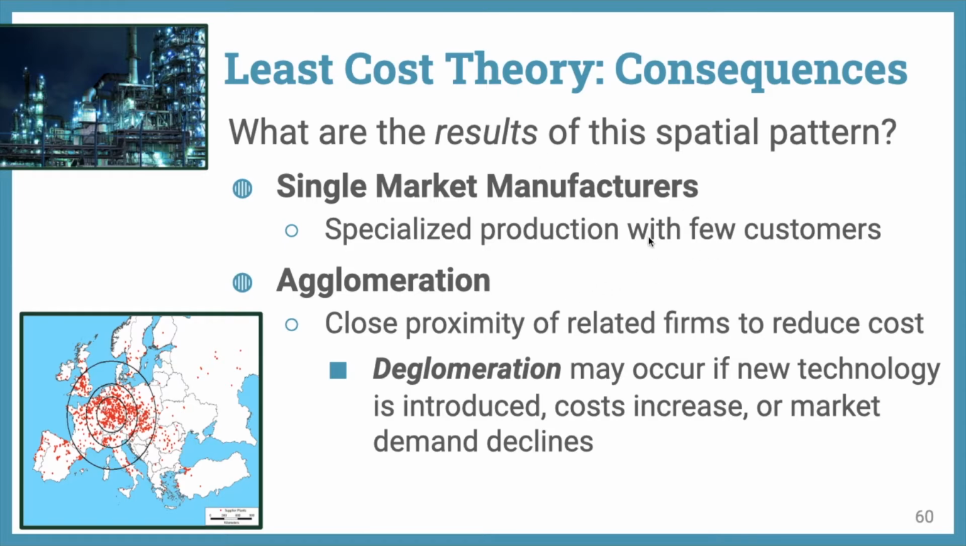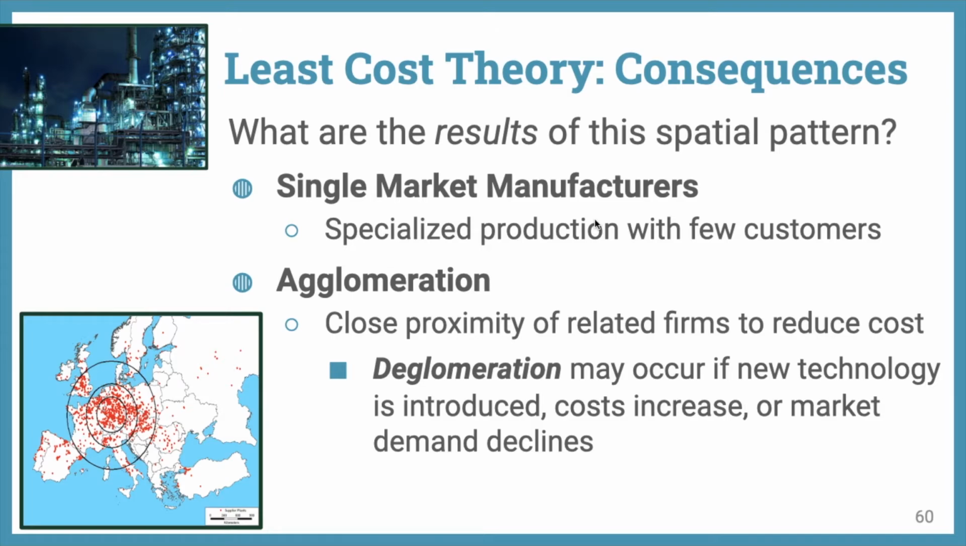Now, there are a couple of key takeaways or consequences from Weber's least cost theory. One is the development of single market manufacturers, businesses that are specialized to the point where they are truly only serving one particular market with only a few customers. And that can be a dangerous position for a business to be in if the demand of those customers changes.